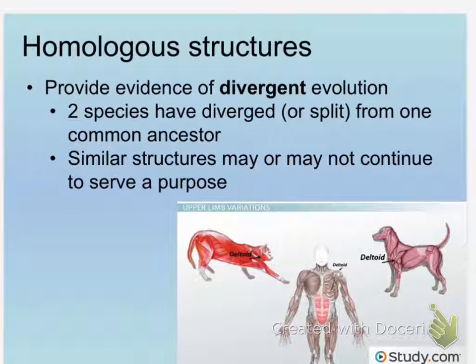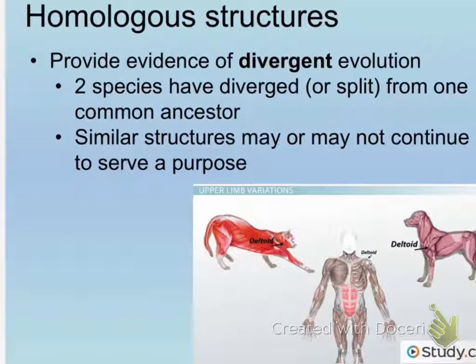What does it mean to diverge? To split. Di means 2. To diverge means to go into 2 different directions. So when we're looking at homologous structures, we very often think, okay, this is evidence that there was some common ancestor.